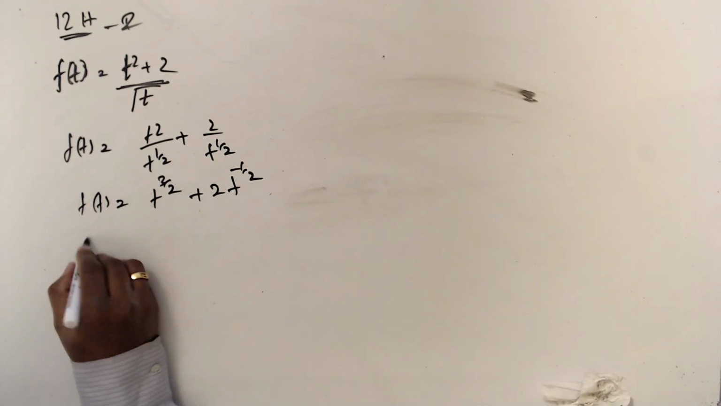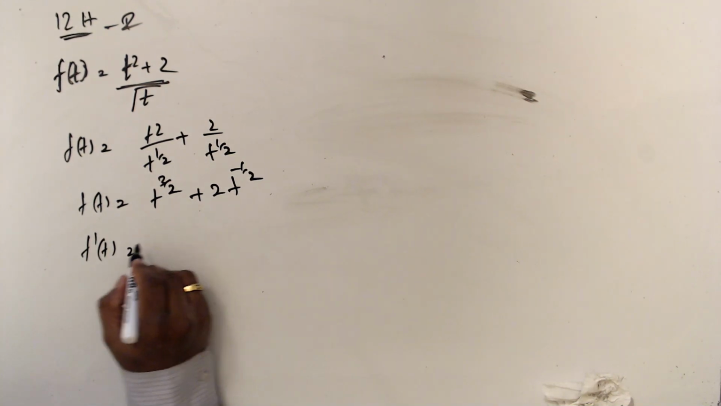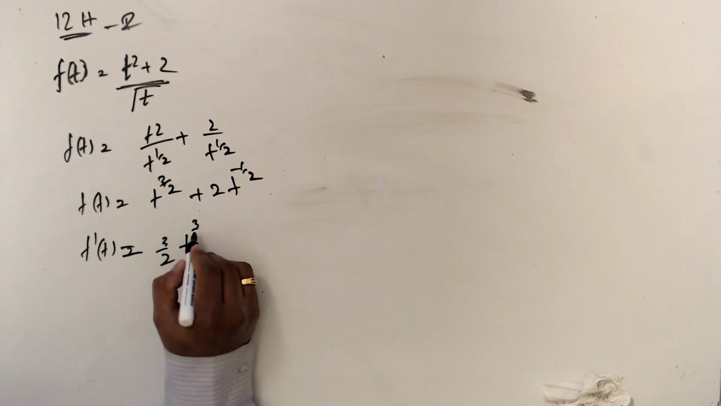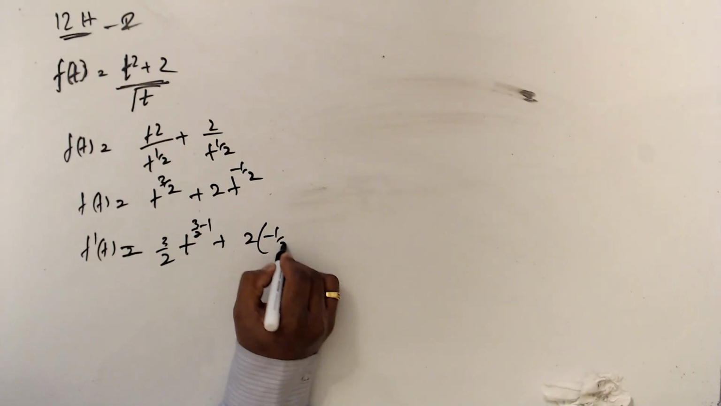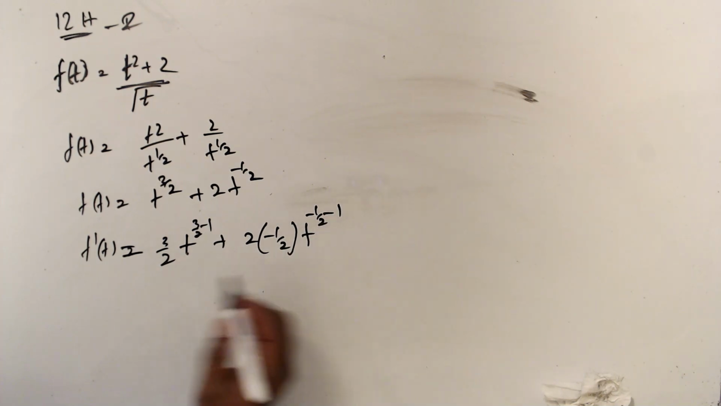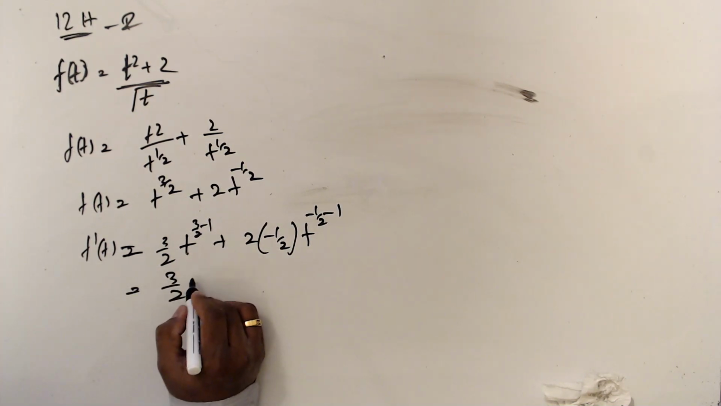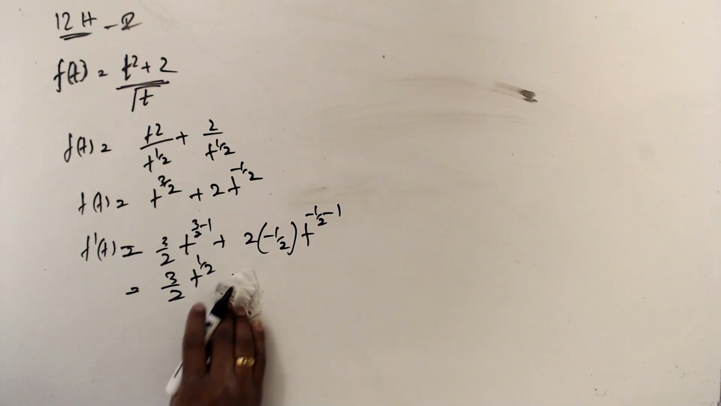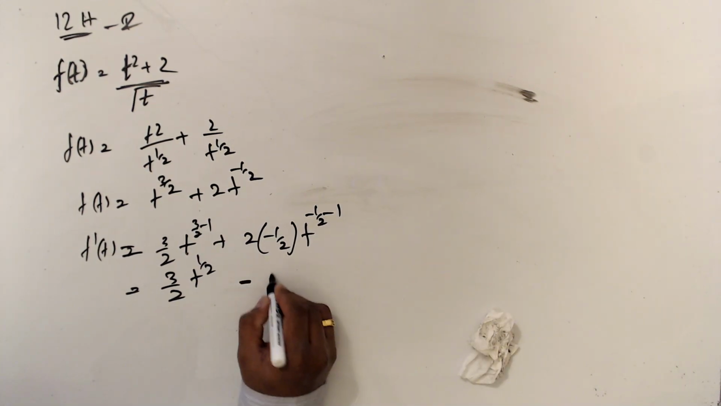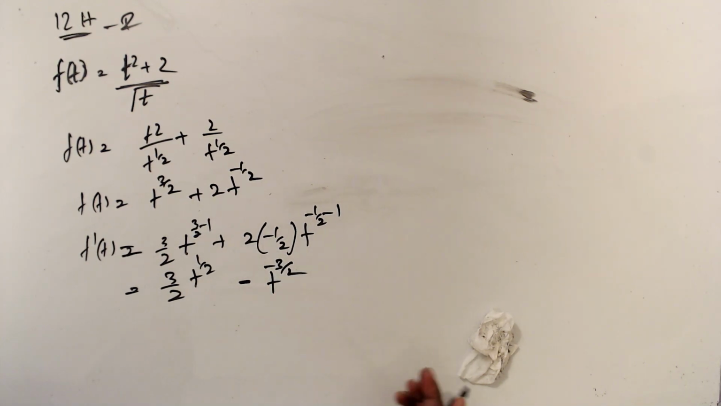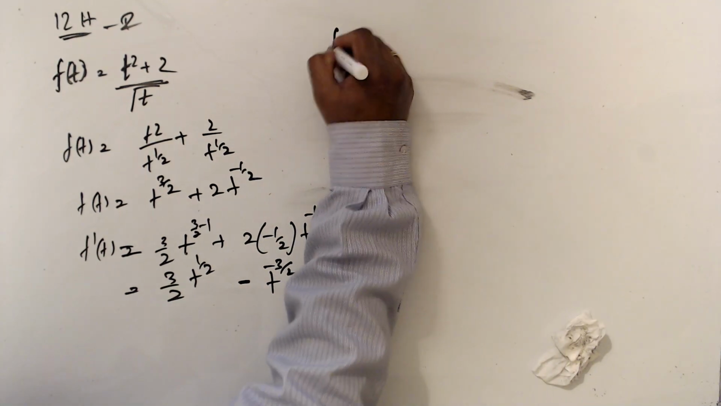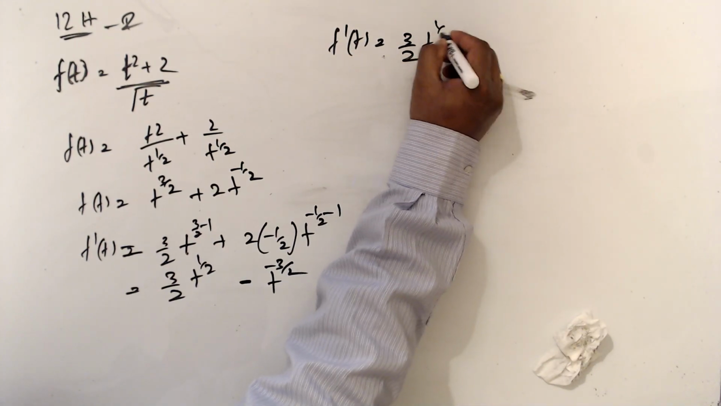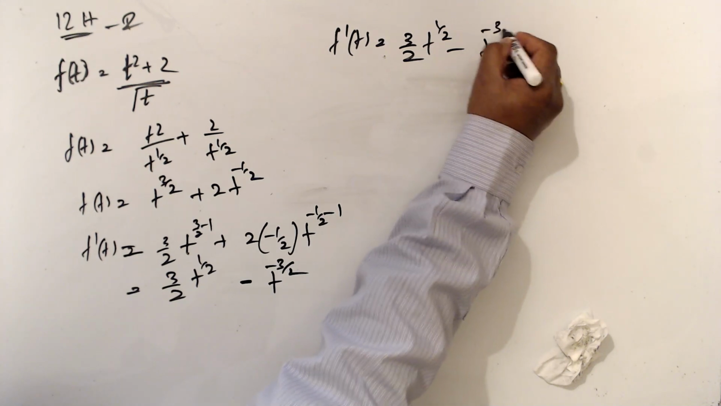Now this is f of t, now f dash t or f prime t. So this is 3 over 2 t to the 3 over 2 minus 1, plus 2 times minus half t to the minus half minus 1. So this is going to be 3 over 2 t to the half plus, the 2s cancel out, minus t to the minus 3 over 2. Now f dash t, f prime t, I will rewrite: 3 over 2 t to the half minus t to the minus 3 over 2.